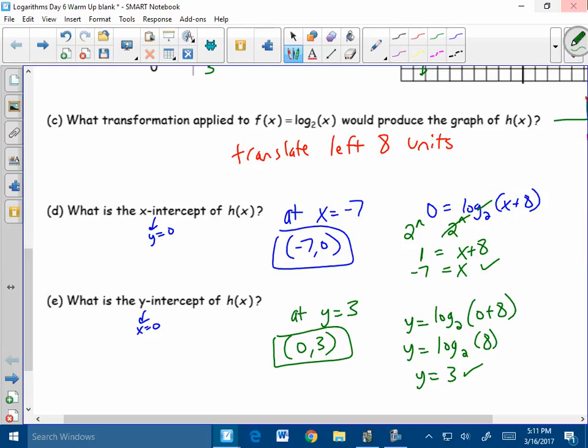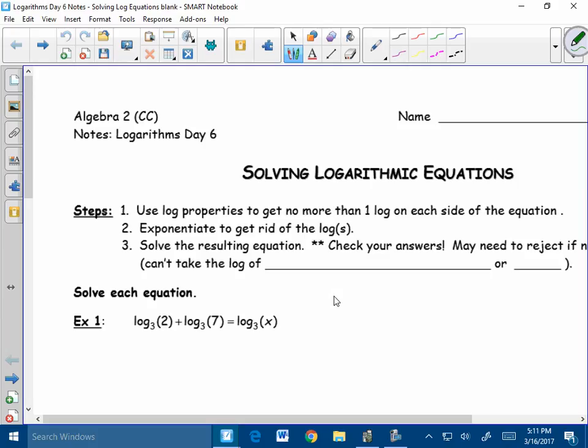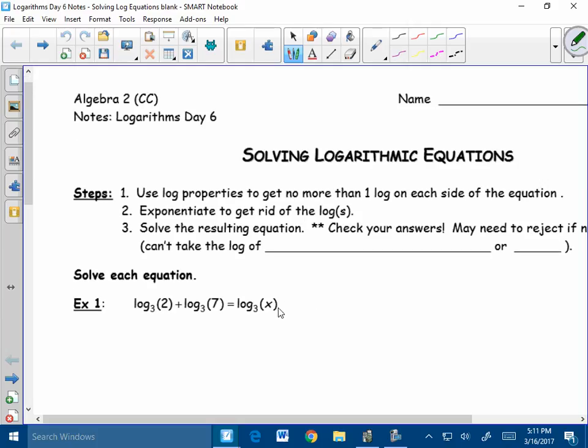All right, let's switch over now to the day 6 notes. Okay, so we should have this worksheet for solving logarithmic equations. So this is going to put together a lot of the stuff we talked about in this unit already. We've already discussed that, if you have an equation that has an x in it and a log involved, we basically want to get rid of the log. That's the only way to solve it.